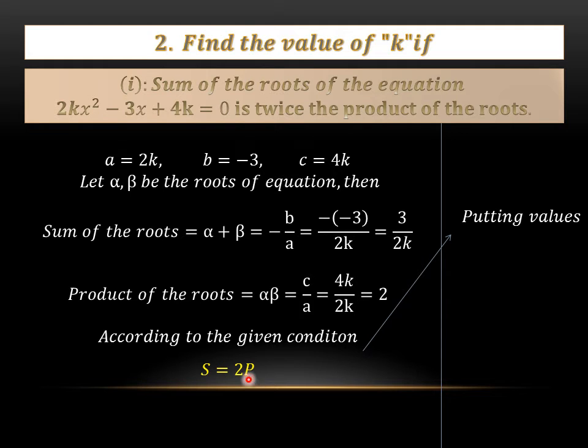What is the answer of S? That is sum of the root, which is 3 by 2k, and equals to 2 will remain the same, and the answer of product of the root is 2. That will be written in the bracket. 2 into 2 will become 4. Taking this 2k to the other side of the equation, it will get multiplied. So it will become 3 is equals to 8k. We have to find the value of k, so we need to take 8 to the other side of the equation, so k will be equals to 3 by 8.